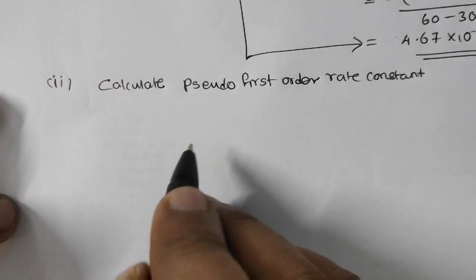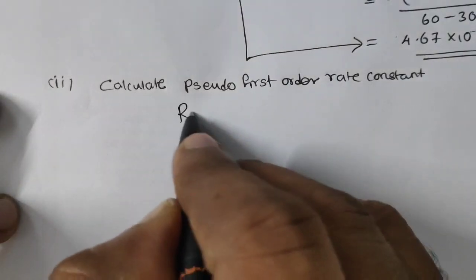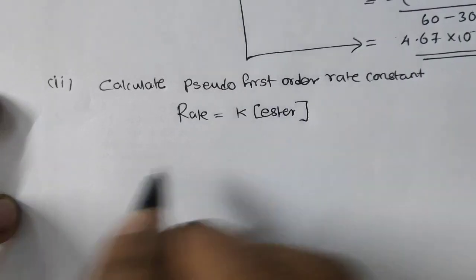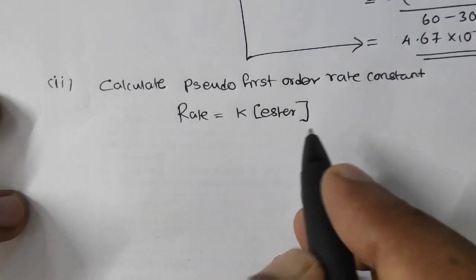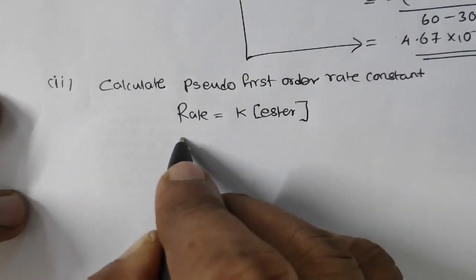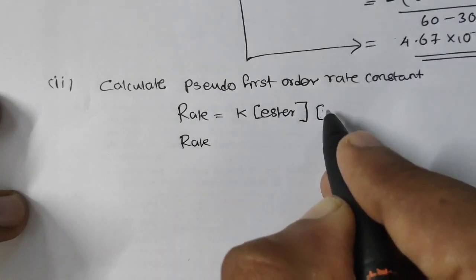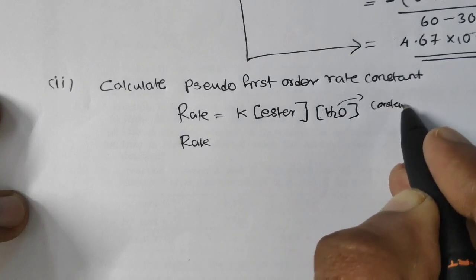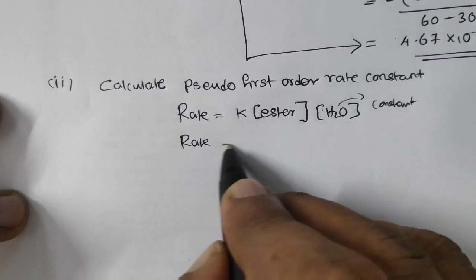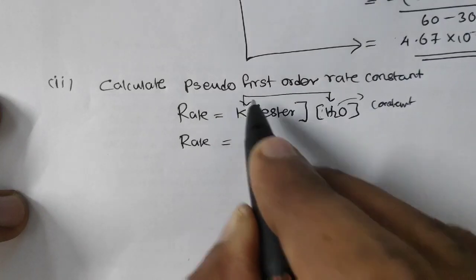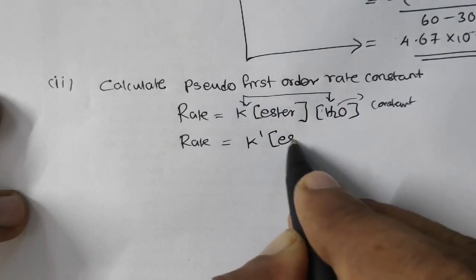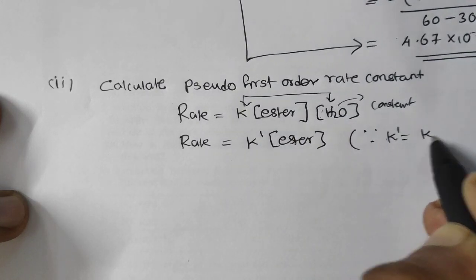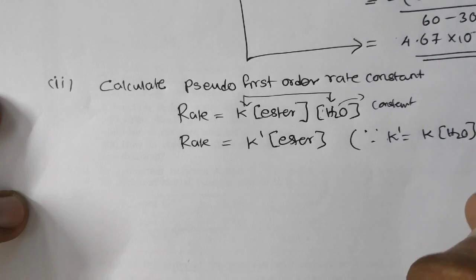Now we know, as it is a first order reaction, we can write rate is equal to K into concentration of ester. Actually, the rate will be of the ester, and of water also, but we know the water concentration becomes constant. So when this becomes constant, these two are constant, and we write a new constant, that is K dash into ester, if you remember, because K dash is equal to K into concentration of H2O.